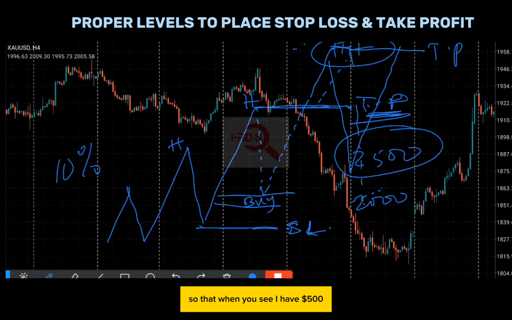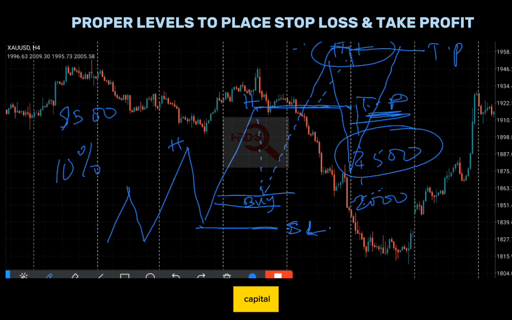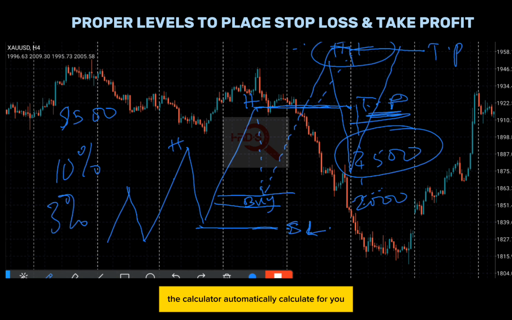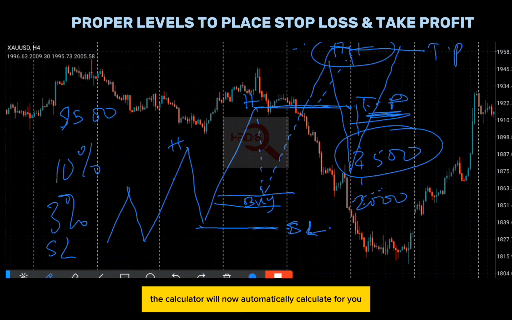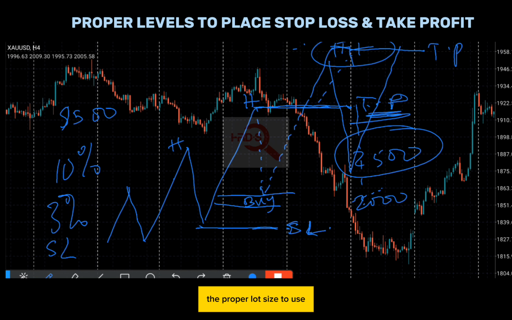So that when you say, I have $500 capital, I want to risk just 3%, the calculator will automatically calculate for you, and you say, this is my SL level. The calculator will now automatically calculate for you the proper lot size to use. I taught you what proper lot size is in the first week, but I'm going to treat it again next week. Next week, I'm going to be teaching you money management.